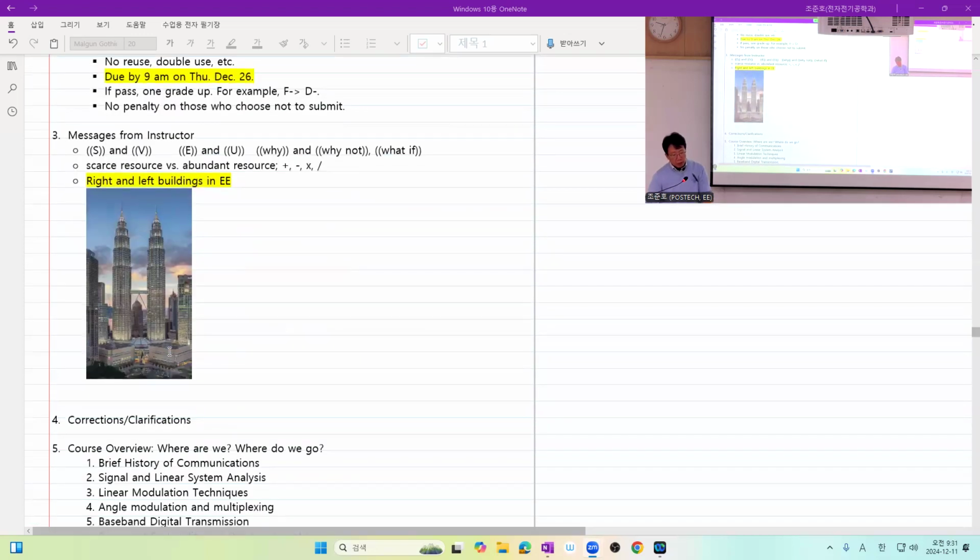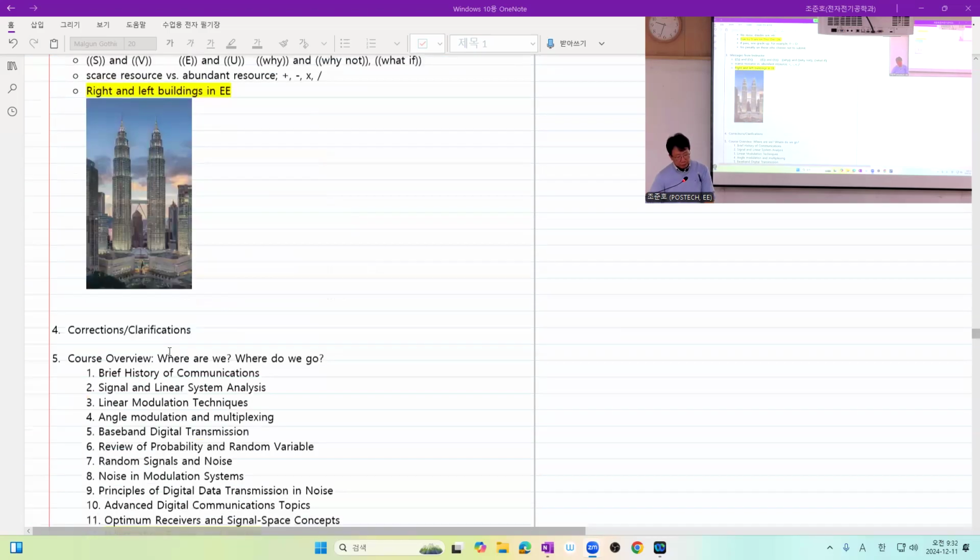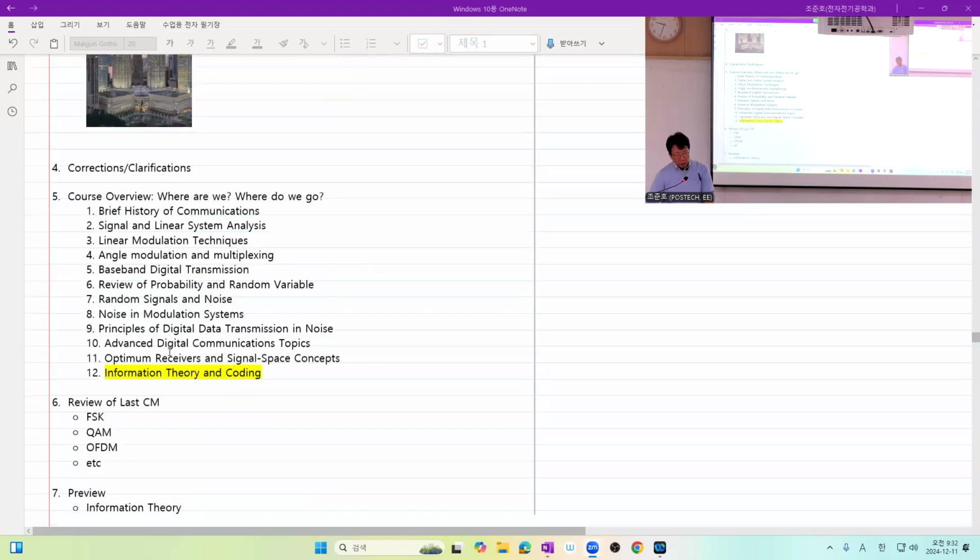Here goes the messages from my instructor, and now you know what this Petronas Twin Towers means. There was nothing to correct or clarify.